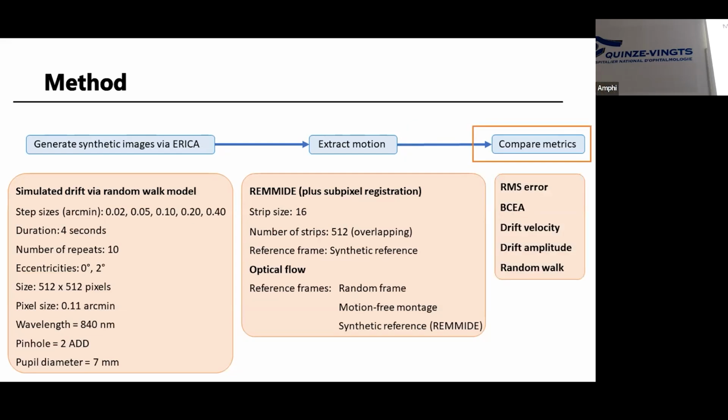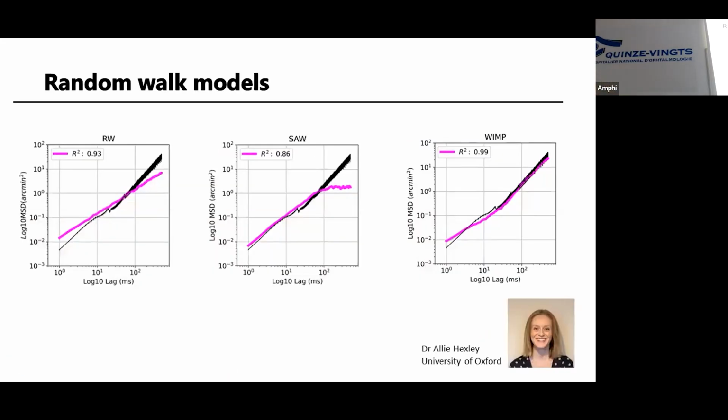And I'm going to compare these through a number of different metrics that you might use for parameterizing fixational eye movements, particularly drift. So firstly, just the RMS error, the bivariate contour ellipse area, drift velocity, drift amplitude, and a random walk parameter. And I'm just going to explain what that random walk parameter is because it's a little bit less standard, so you might not have come across it before.